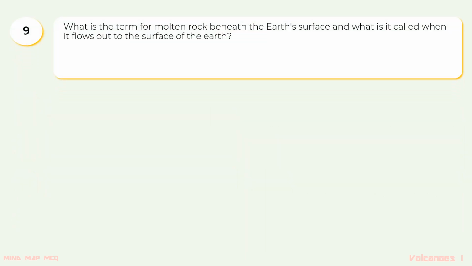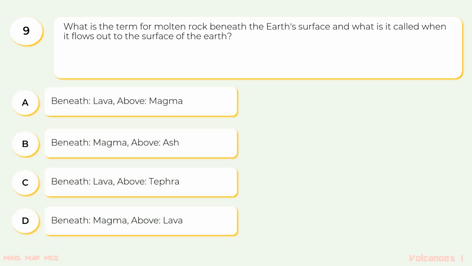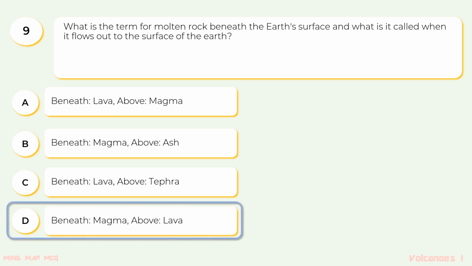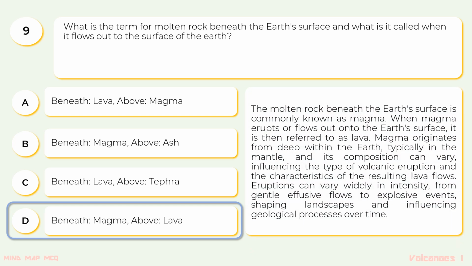9. What is the term for molten rock beneath the Earth's surface, and what is it called when it flows out to the surface of the Earth? The options are A. Beneath lava, above magma, B. Beneath magma, above ash, C. Beneath lava, above tephra, D. Beneath magma, above lava. The correct option is D. Beneath magma, above lava. The molten rock beneath the Earth's surface is commonly known as magma.